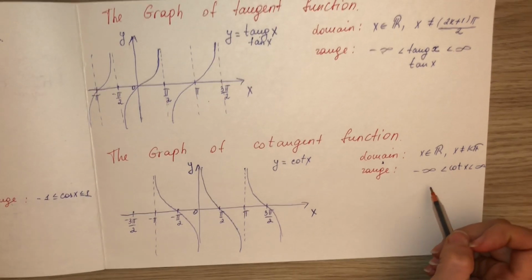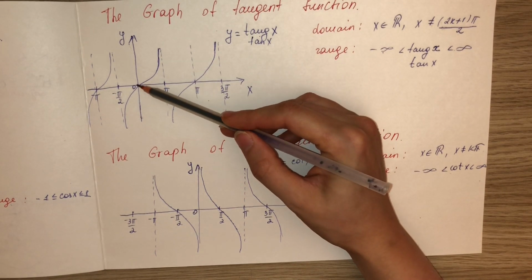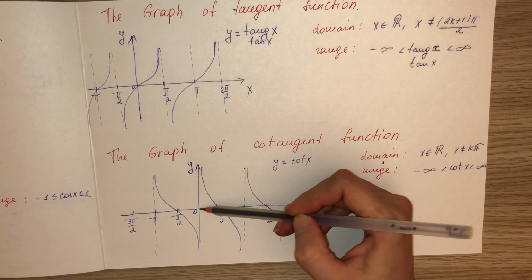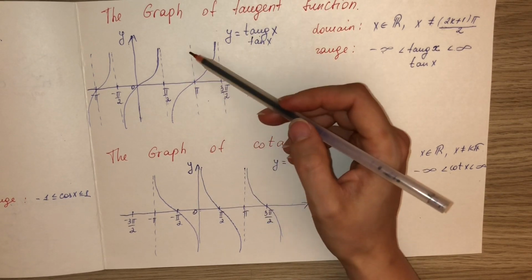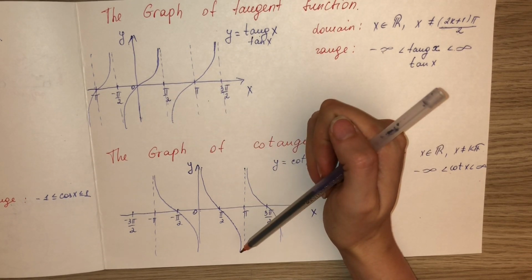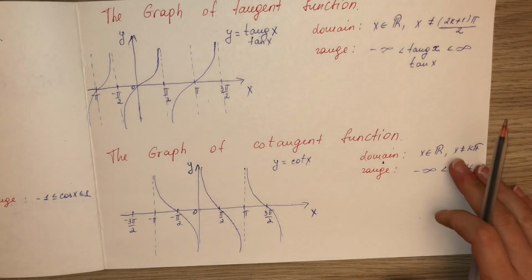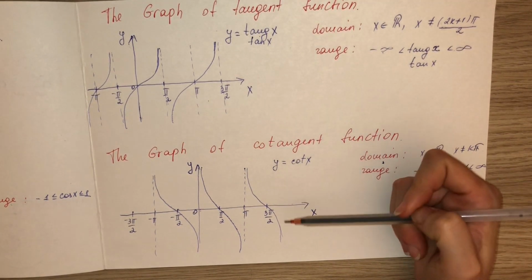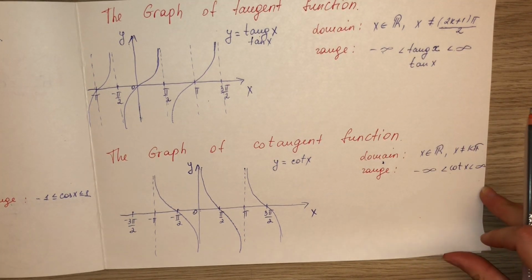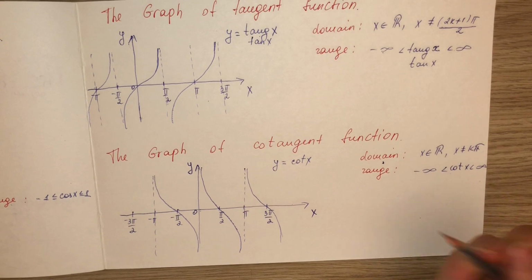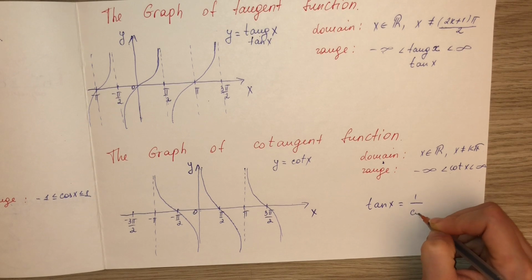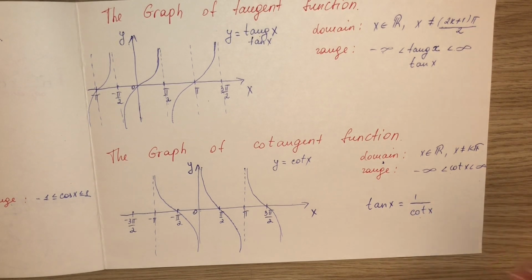So while the tangent function is equal to 0, at this point cotangent is not defined, and while the tangent function is defined, the cotangent function is not defined. So this is the difference between tangent and cotangent functions, and these are the inverse of each other, by the way. It means that tangent x is equal to 1 over cotangent x.